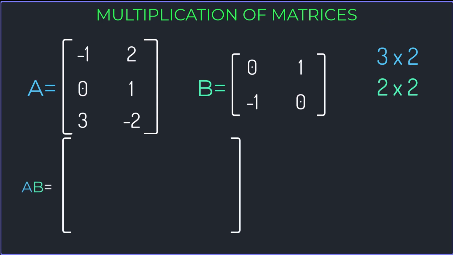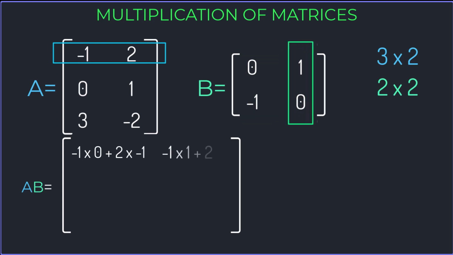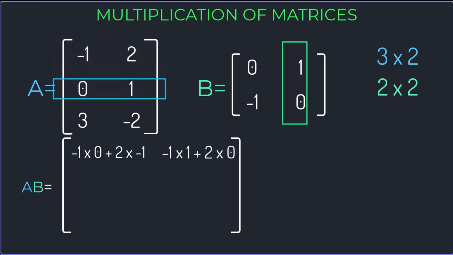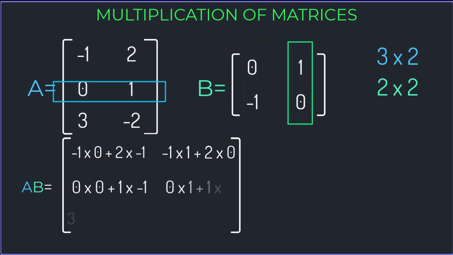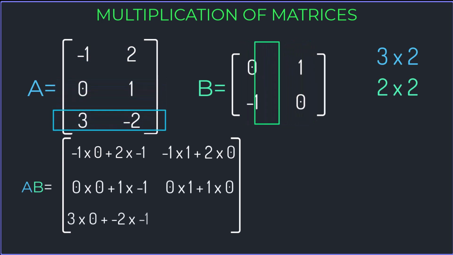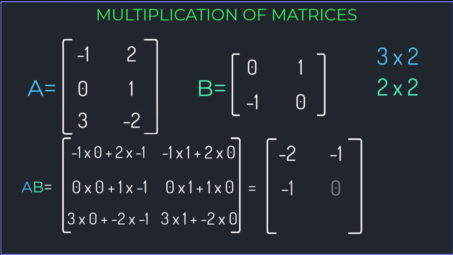Now, as we did earlier, we begin with the first row of A and calculate the sum of products with the first column of B and then proceed to the second column of B. Then move on to the second row of A and repeat the same. And finally, to the sum of products of the third row of A with the columns of B.